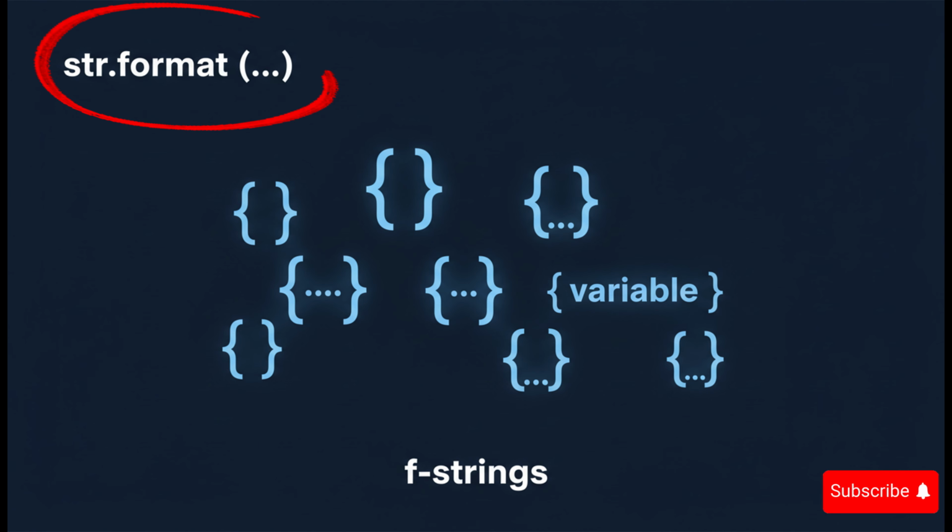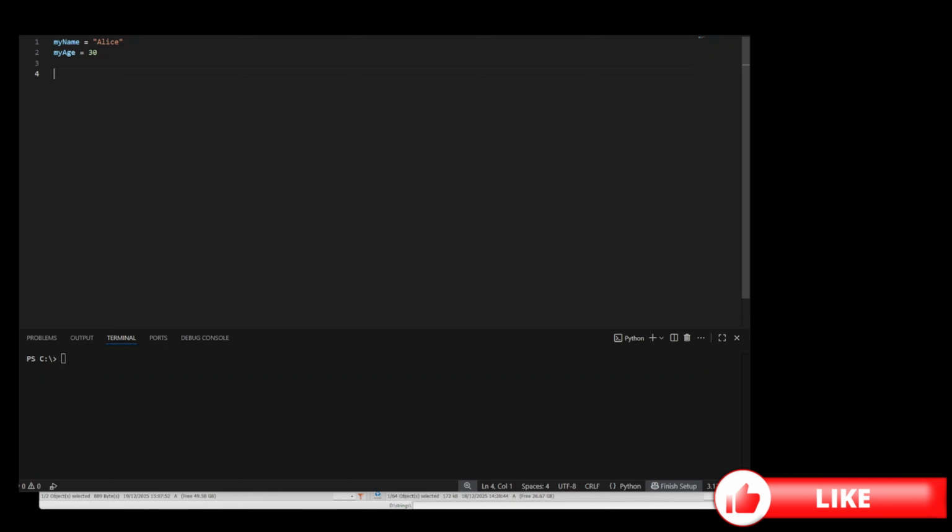Let's start with the first. It consists in calling the method format on a string containing placeholders for the values that you want to print. There are several ways to manage the placeholders. Let's see them one by one.